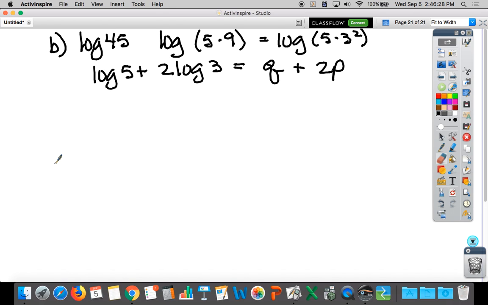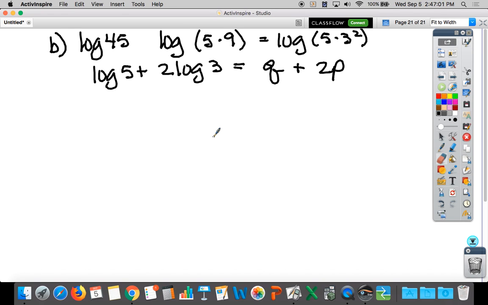Let's take a minute and start going through these. And I hope after I go through a few more of these and model these for you, they'll become a little bit easier. Okay, so you've got log 3, log 5, and log 10. So that's what you're dealing with. So to get 45, I could say 5 times 9. The 9 can be changed to 3 squared. So I've got log 5 plus 2 logs 3, which is q plus 2p.